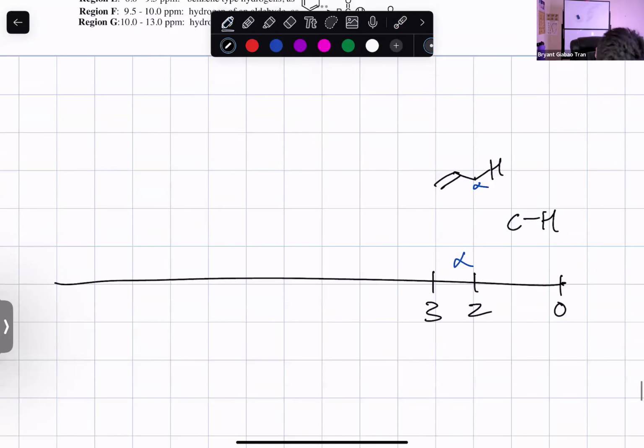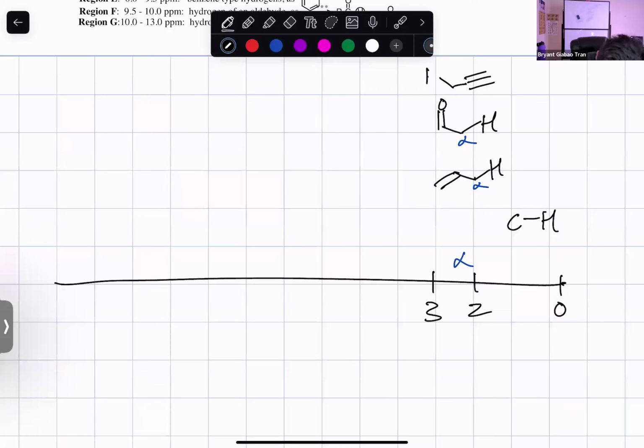It doesn't have to be an alkene. It could be a carbonyl, a carbon double bond oxygen like that, right? Where this is the alpha carbon that is attached to this carbonyl here, 1 carbon away from the carbonyl, right? It could also come from an alkyne, a triple bond, right?